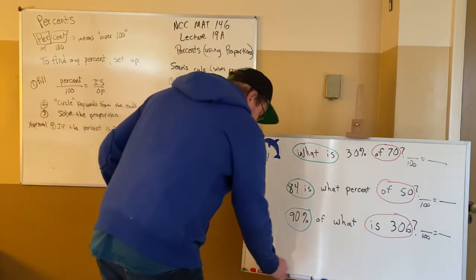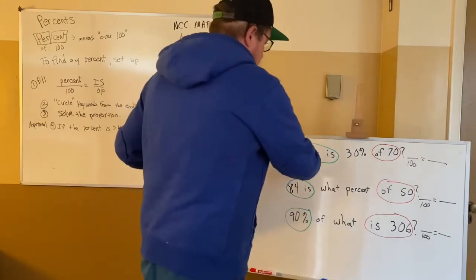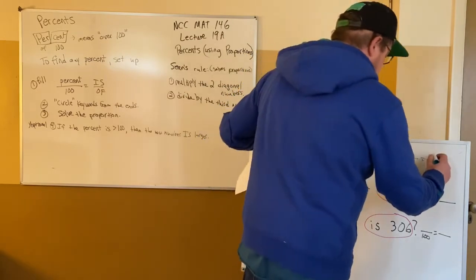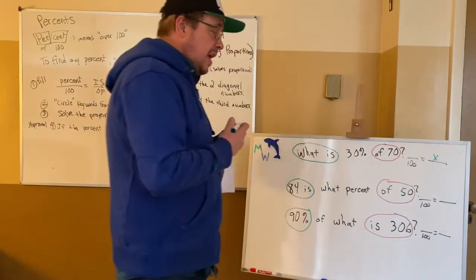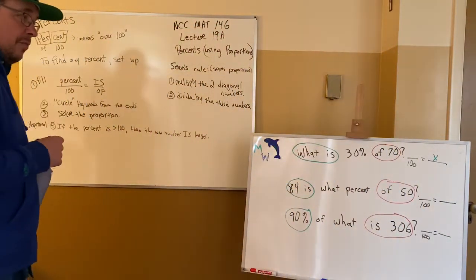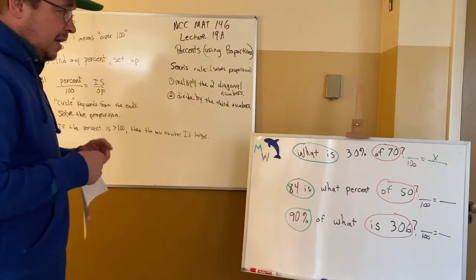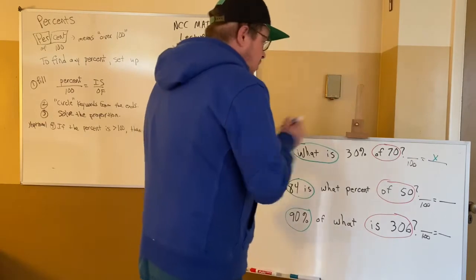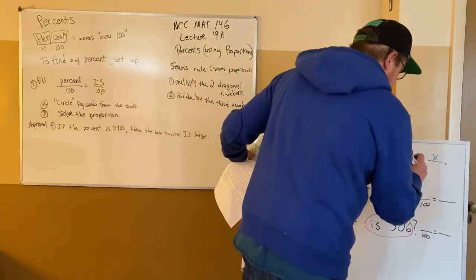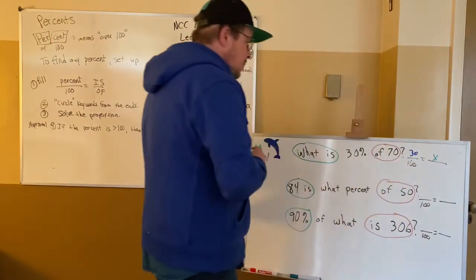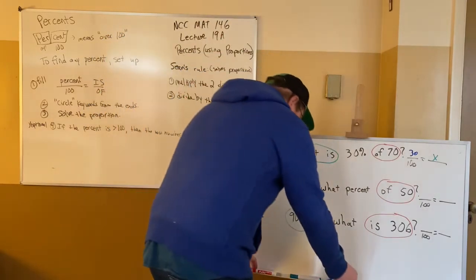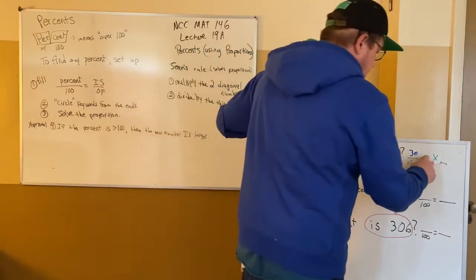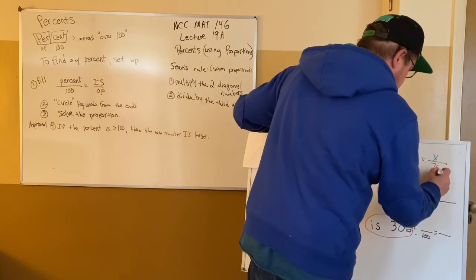So on this one, what is? That means I don't know the is. Percent over 100 equals is over of. People are used to using X. You might use W, N, or P, or whatever you want to do there, but I put an X there. Okay, moving across, I come to this 30%. Percent goes over 100. 30%, 30. Okay, and of 70. It's the only spot left. It says of 70. Percent over 100 equals is over of, and that is where the 70 should go.